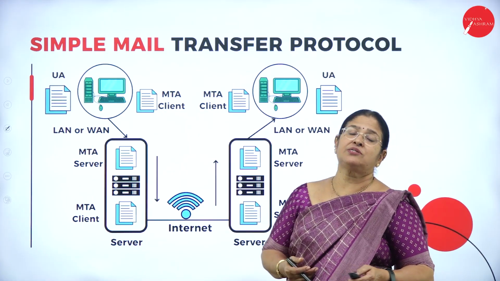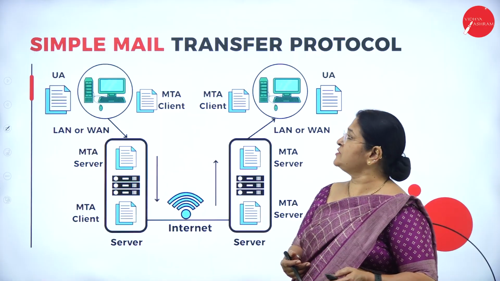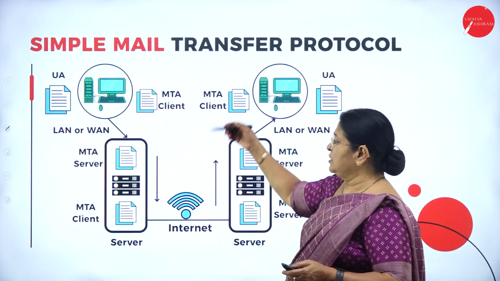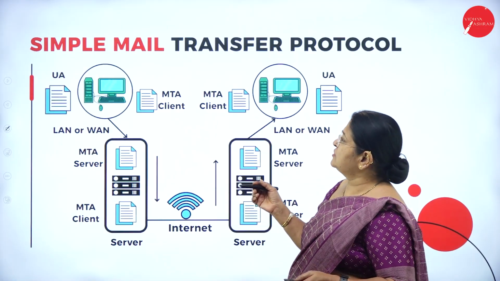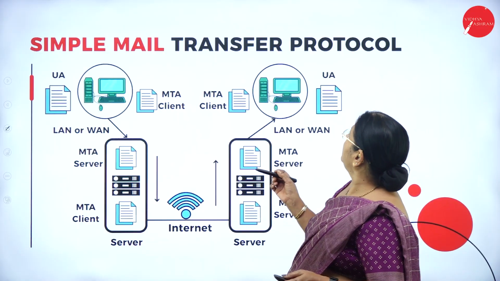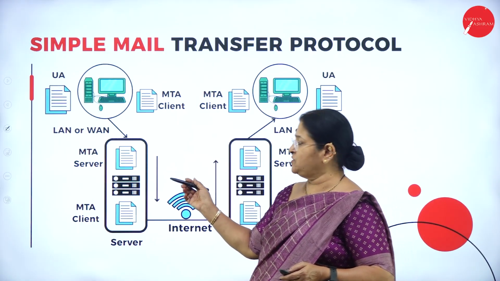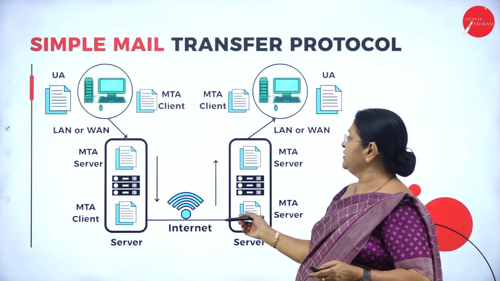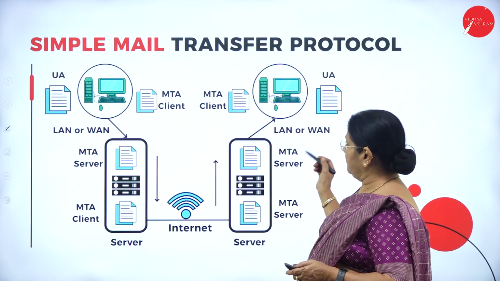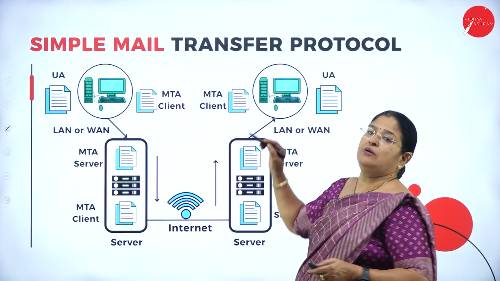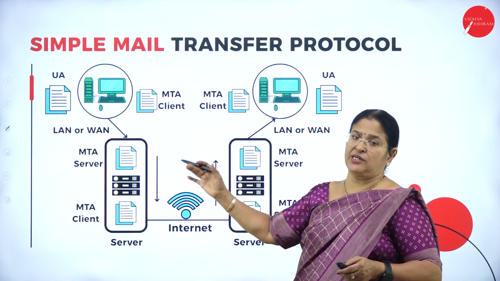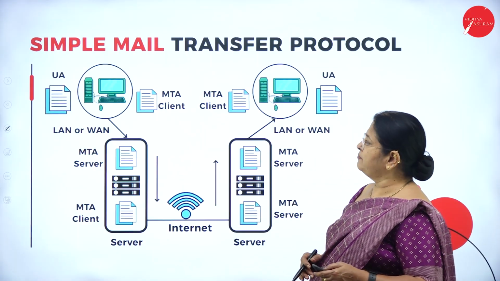Moving on to the Simple Mail Transfer Protocol, that is SMTP. This is a flow chart of the Simple Mail Transfer Protocol, where we have the user agent and message transfer agent, as well as the internet, the server, and LAN. So this is how the message goes from the sender to the recipient.